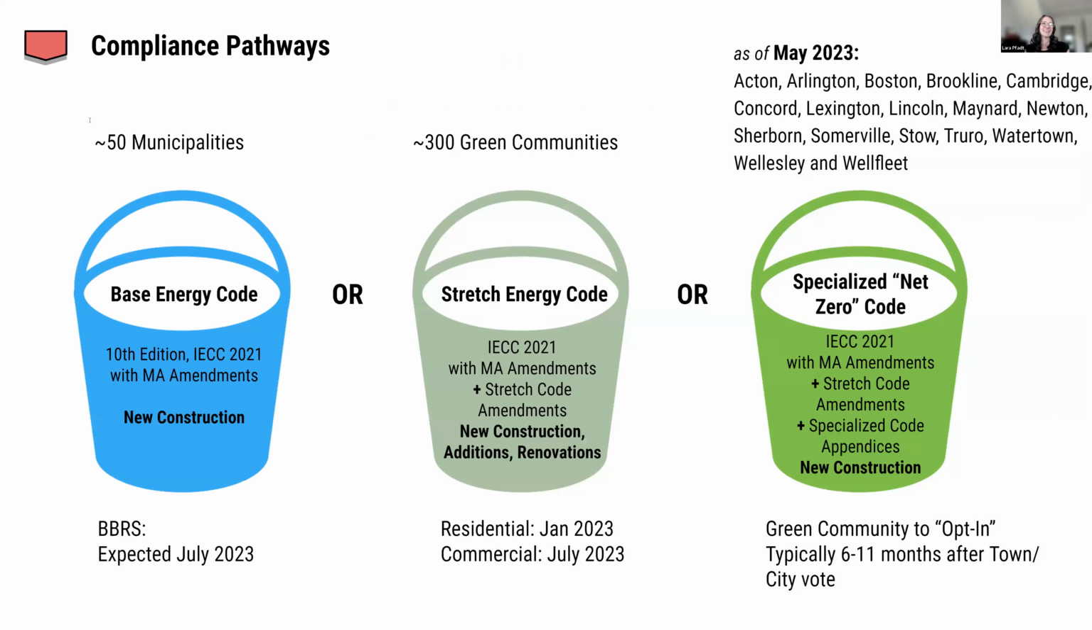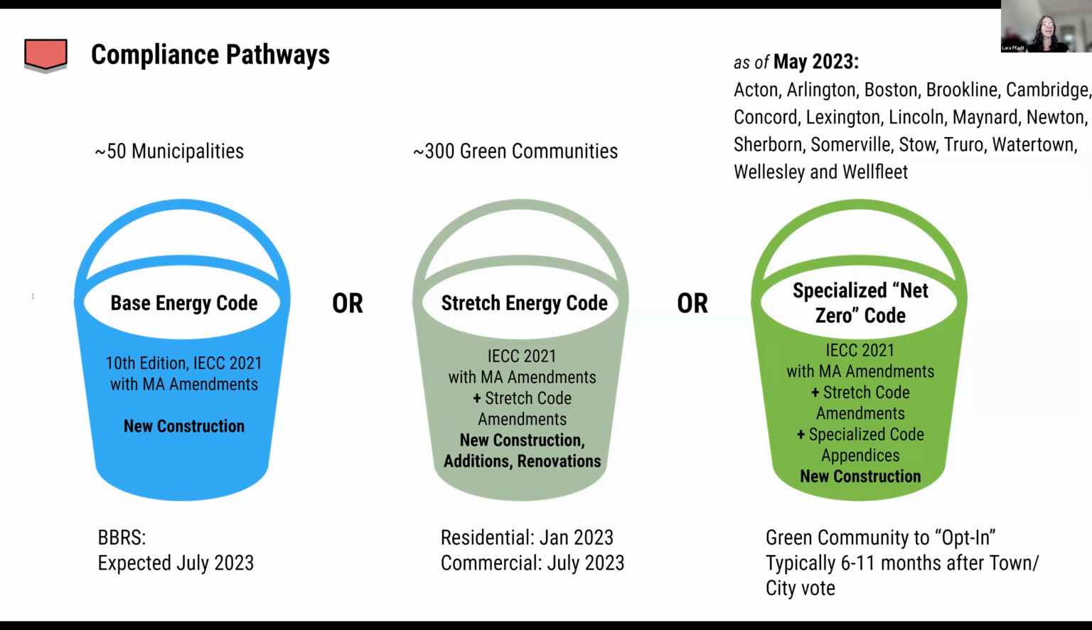Next slide, please. Again, just a reminder: in Massachusetts, depending on what municipality you're working in, we have three buckets of what code you'd be applying. If you're in one of those 50 non-stretch communities, you will be in just the base energy code, and the 10th Amendment will be coming out. If you are in a green community, approximately 300 communities, you will be in the stretch energy code. And if you're doing a purely residential project, that stretch energy code is already in effect.